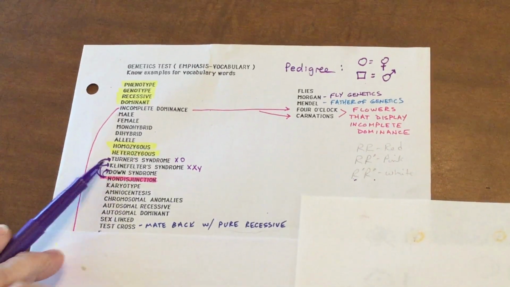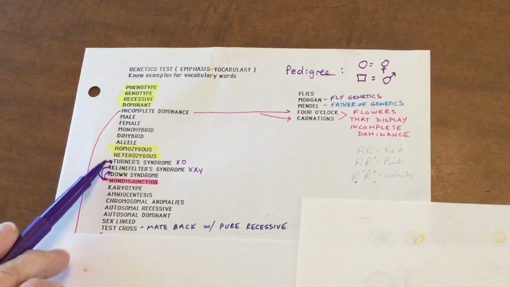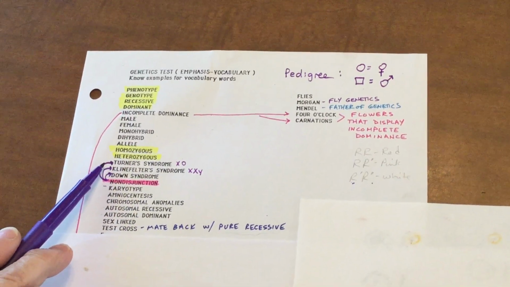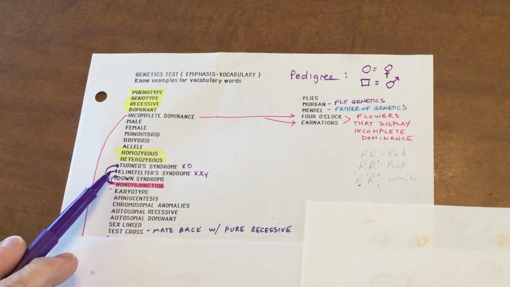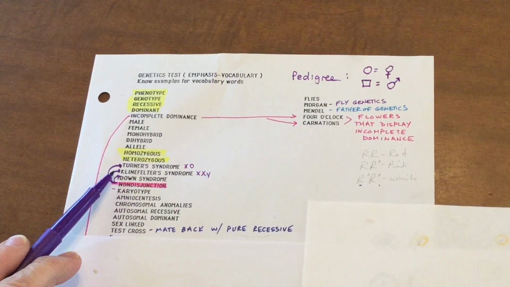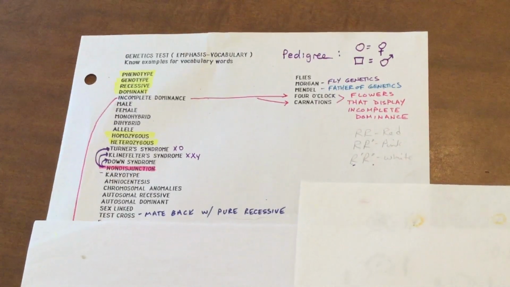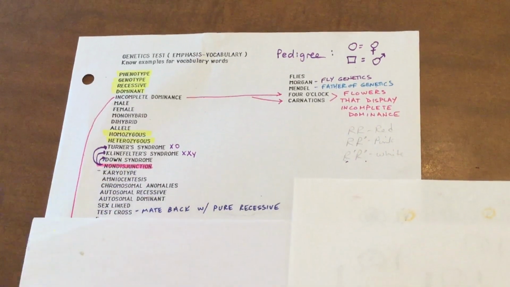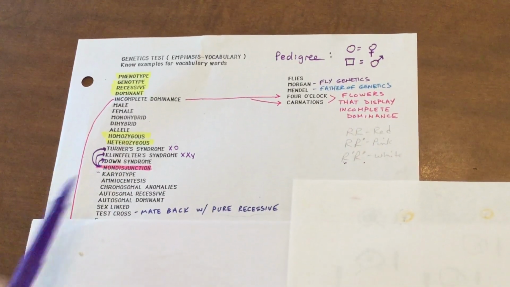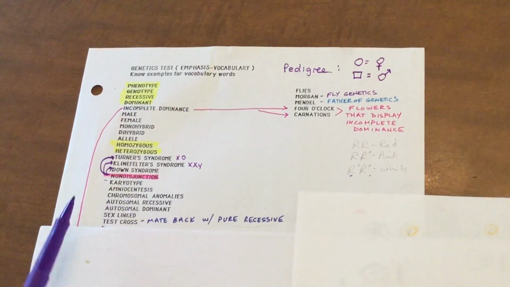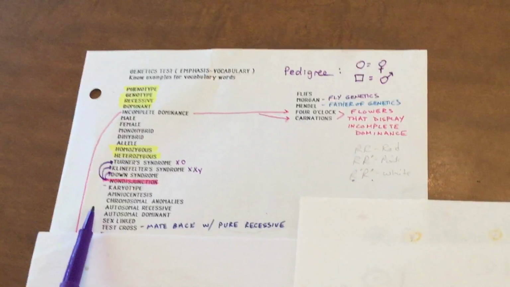Turner syndrome, Klinefelter's, and Down syndrome are all a result of a non-disjunction. Turner syndrome, a female that has only 1 X chromosome. Klinefelter's, a male that has an extra X chromosome, XXY. Down syndrome would be trisomy 21, 3 21st chromosomes. Karyotypes are looking at the chromosomes themselves through the process of amniocentesis. We're looking for chromosomal anomalies or mistakes that happen.